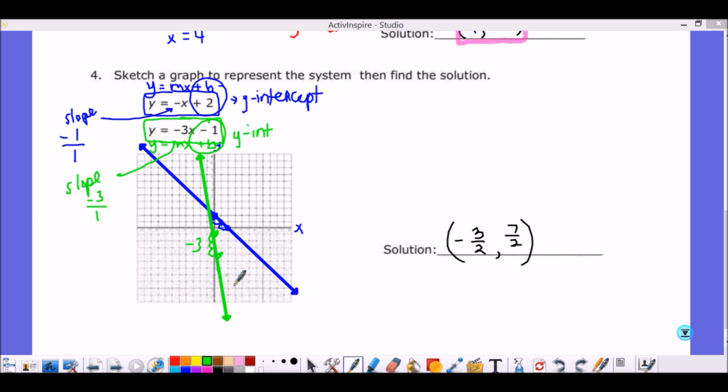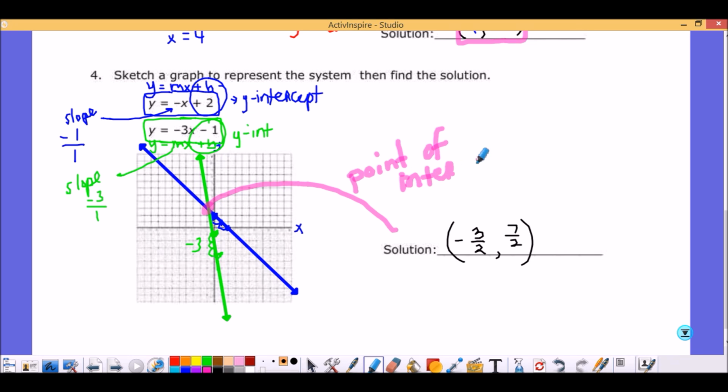So now that I've drawn my two lines and graphed it, you'll find the point of intersection is the solution. So remember, the solution is where the two lines intersect. So that's the definition of a solution. And in this case, where they intersect is at -3/2, 7/2.